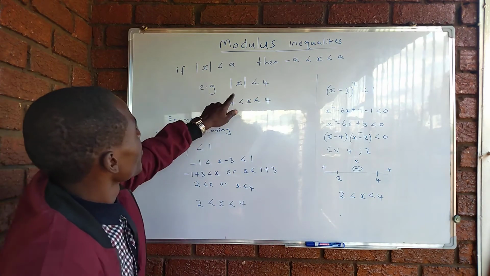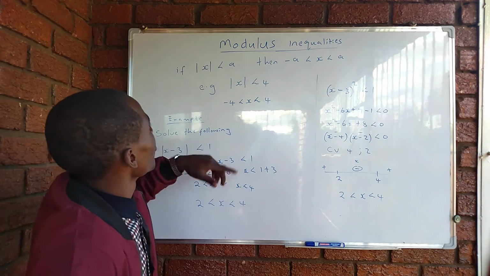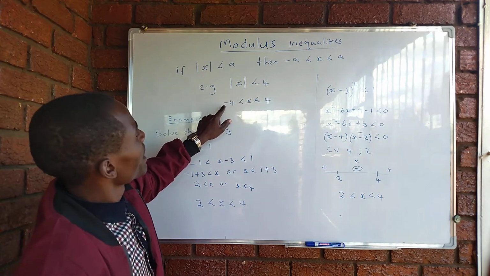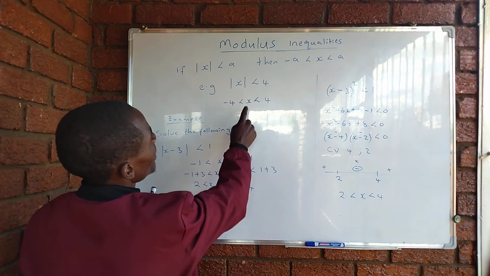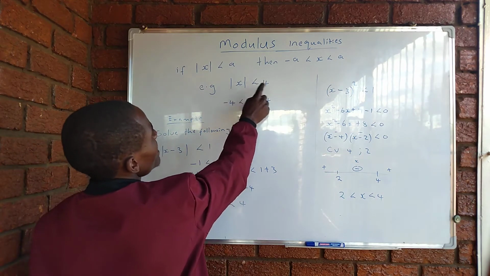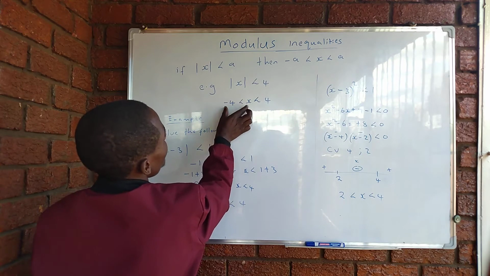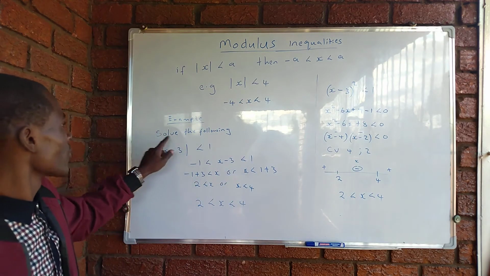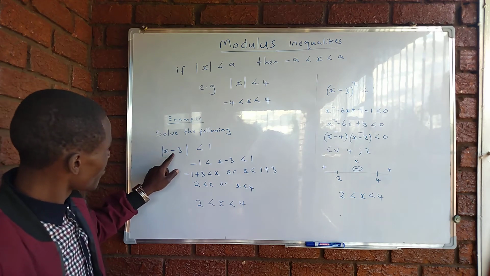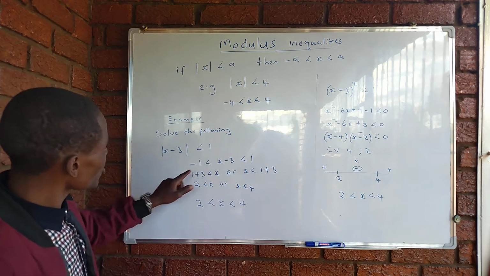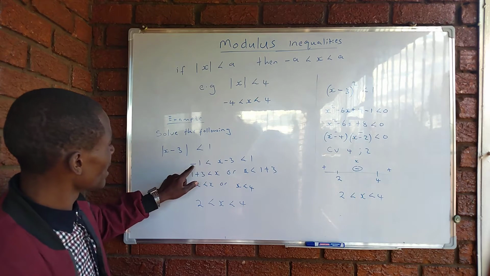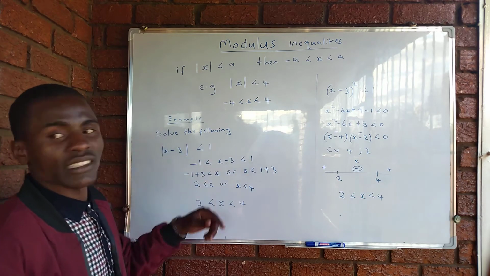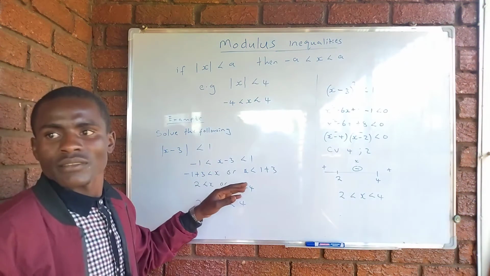For example, modulus x is less than 4. Modulus x is less than 4. So you just write the negative first, minus 4 less than x. Then here x is less than 4, so x less than 4 as it is. That completes it, starting with minus 4 less than x. Simple. Then another example, solve the following: modulus x minus 3 less than 1, right? So the number here you just make negative first: minus 1 less than x minus 3 less than 1. Simple.